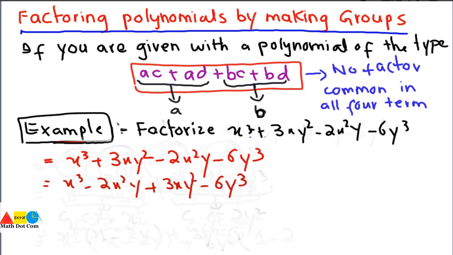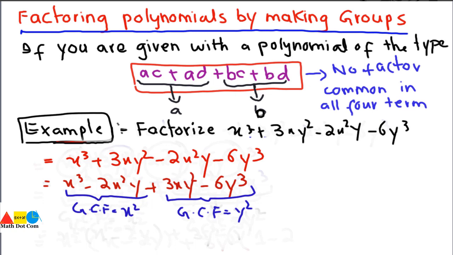Then after this we have to find the GCF of these pairs. This is pair 1 and this is pair 2. The GCF is the greatest common factor. Here the common factor in both terms is x square, so we write x square here, and the GCF here is 3y square, as 3y square is common in both terms. We have discussed GCF in detail in the previous lecture; you may refer to that.